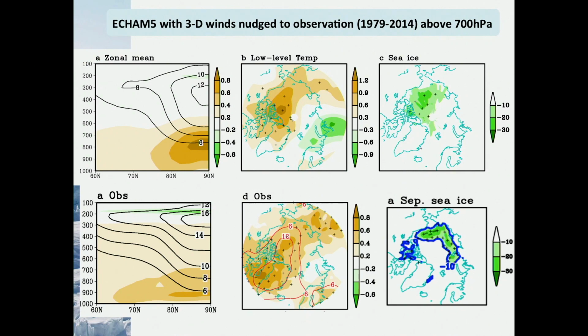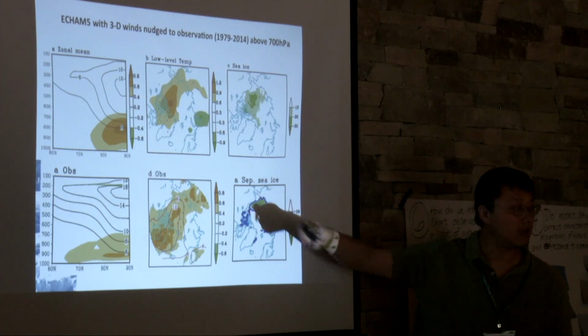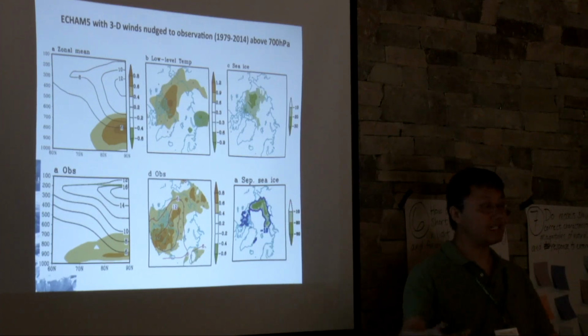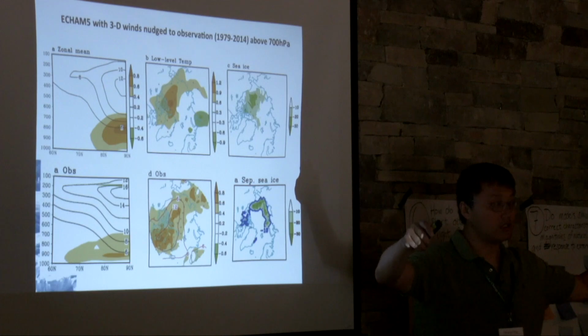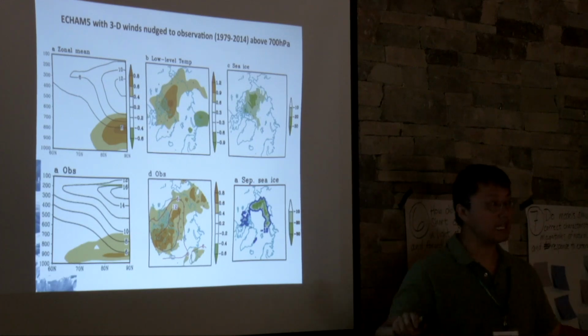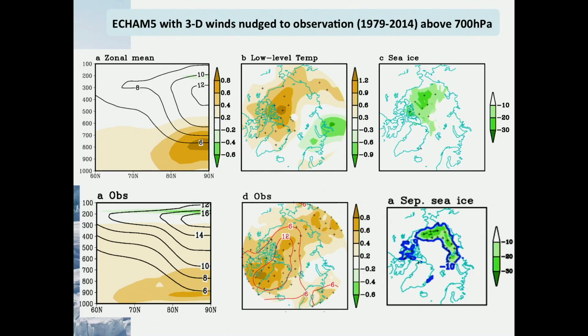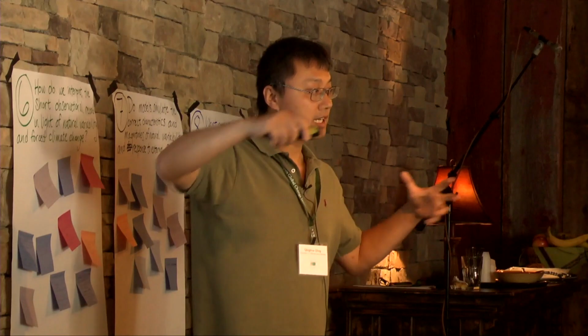And we also tested something where we just nudge in the wind above 700 millibar. We still can capture part of this feature. Okay, everything here is above 700 millibar. We nudge it to the observation. And below that, we just let the model determine its state. We still can capture part of the feature. So that means that the deep troposphere stuff is very important to couple this entire system.